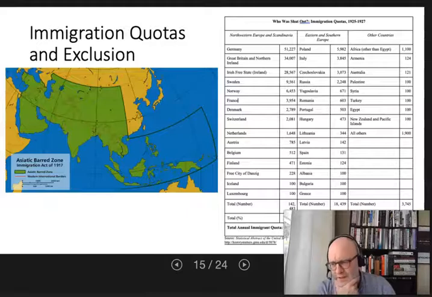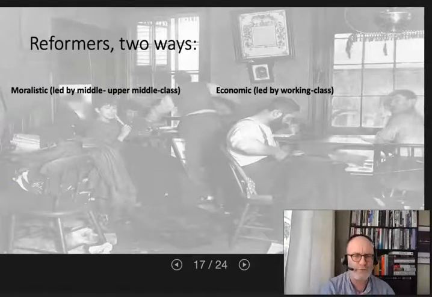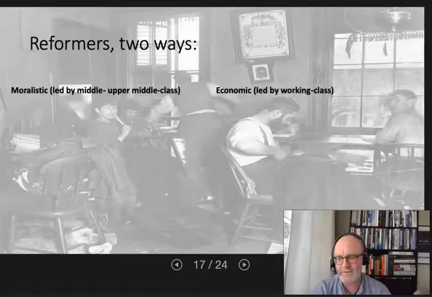Some people do try, it's not all just nativist haters. A lot of reformers try to target immigrant communities for betterment.